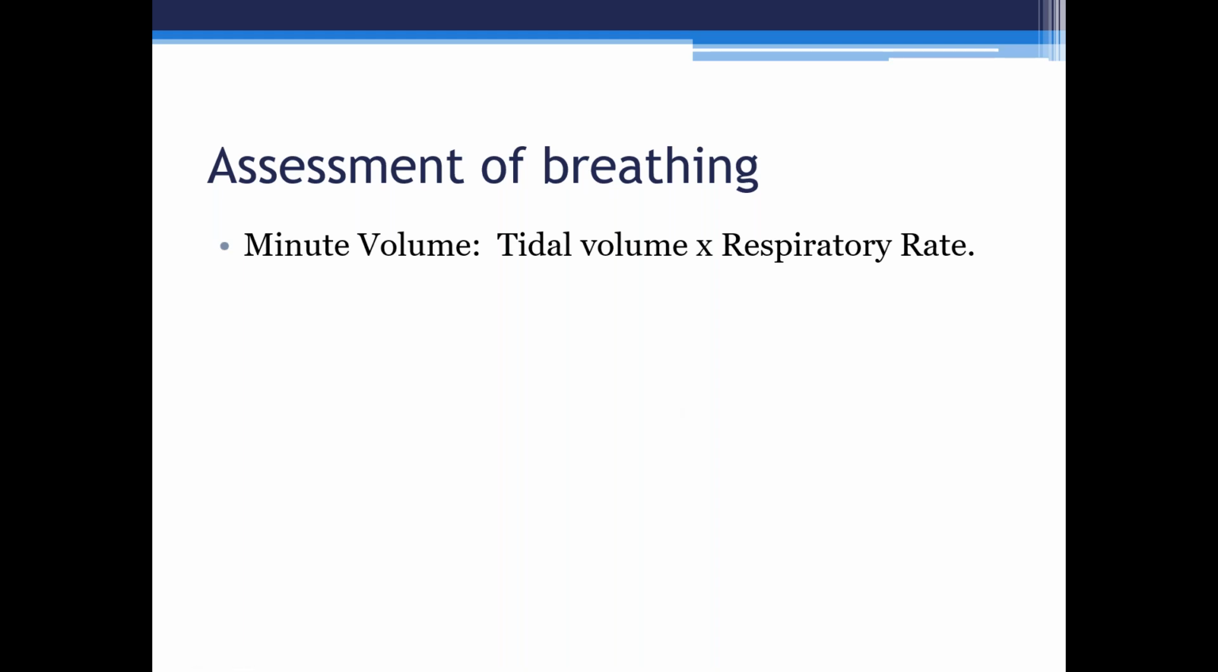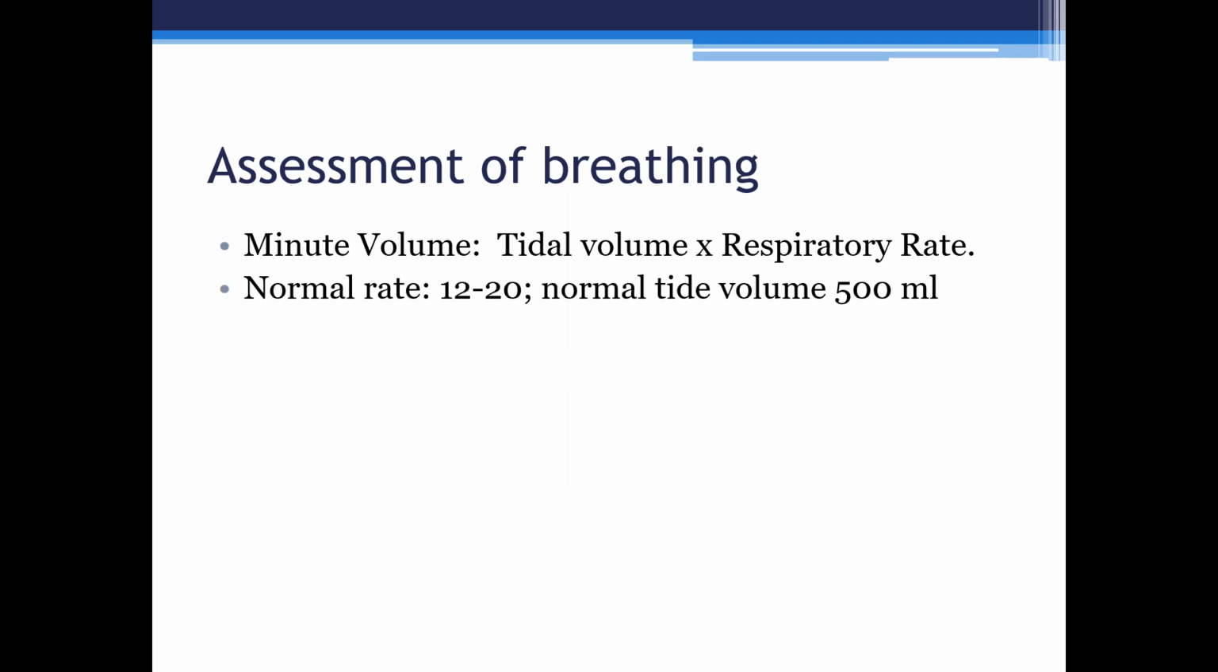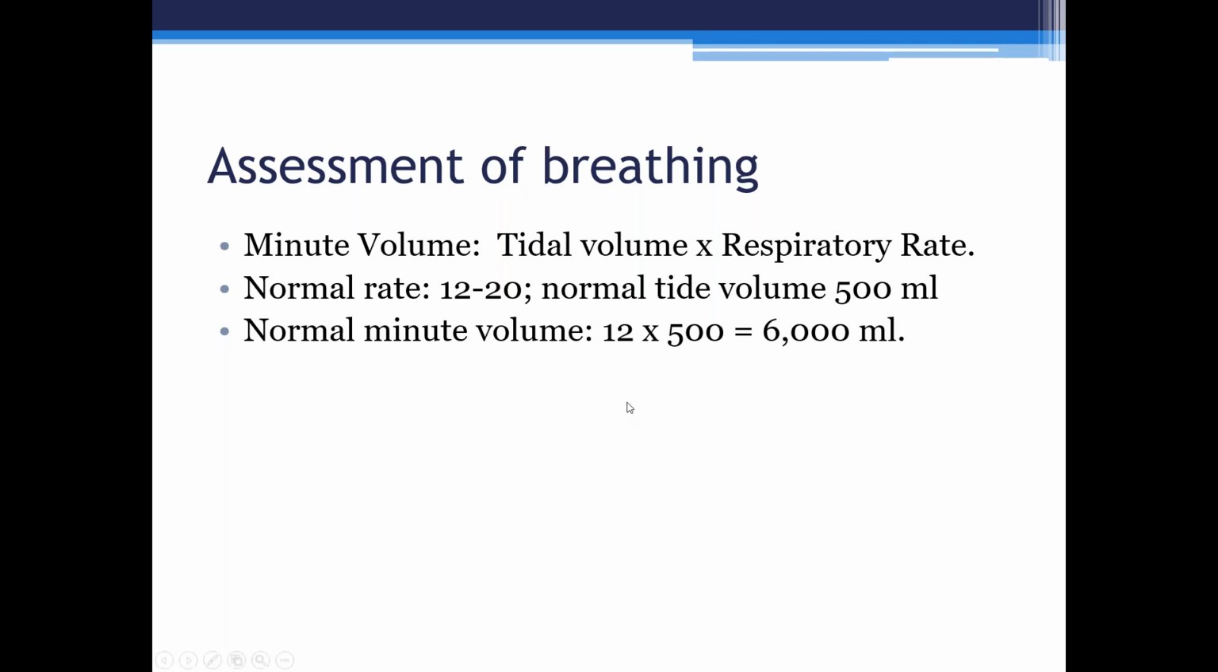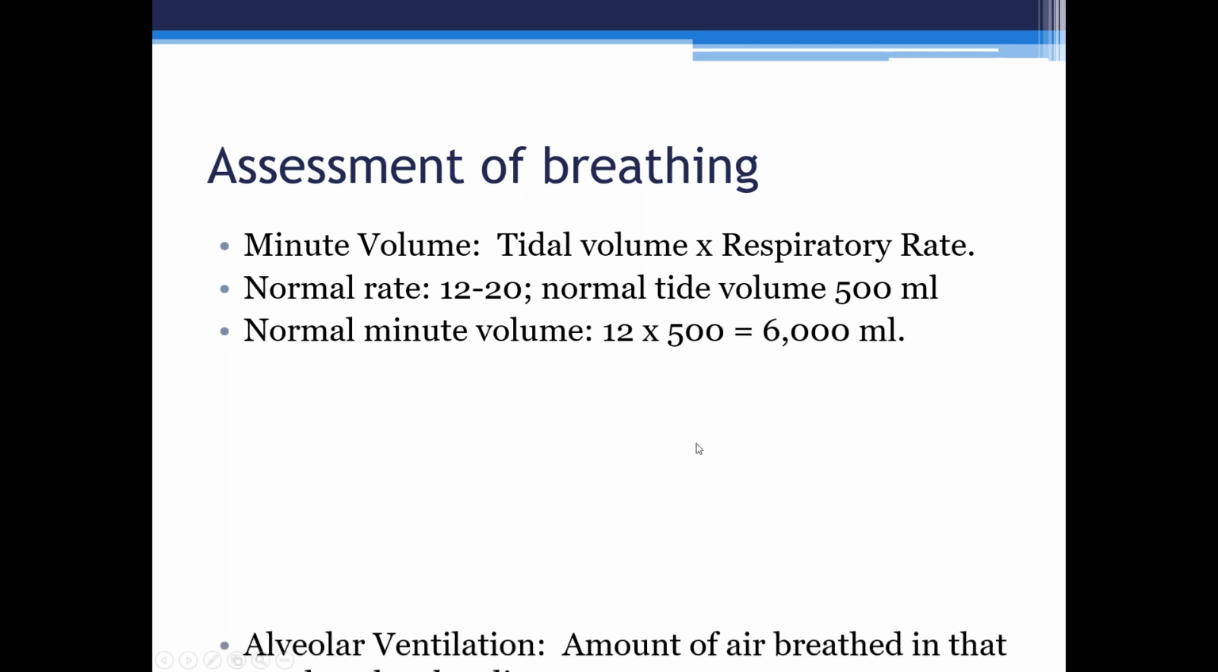Our minute volume is going to be our tidal volume times our respiratory rate. Our normal respiratory rate for our adult patients is going to be about 12 to 20 breaths per minute. Our normal tidal volume is going to be about 500 milliliters of air. So taking those two numbers into effect, our normal minute volume is 12 respiratory rate times 500 milliliters tidal volume, which is about 6,000 milliliters for our minute volume.